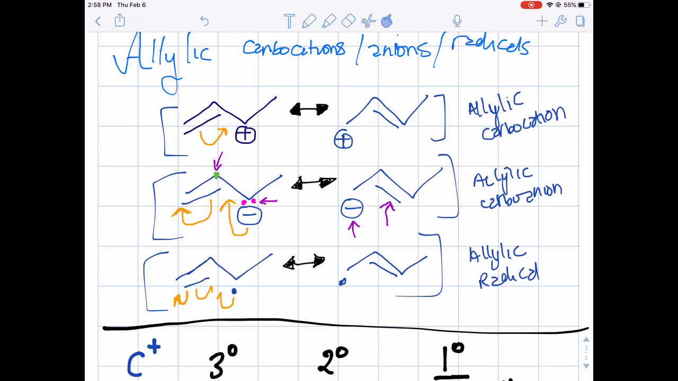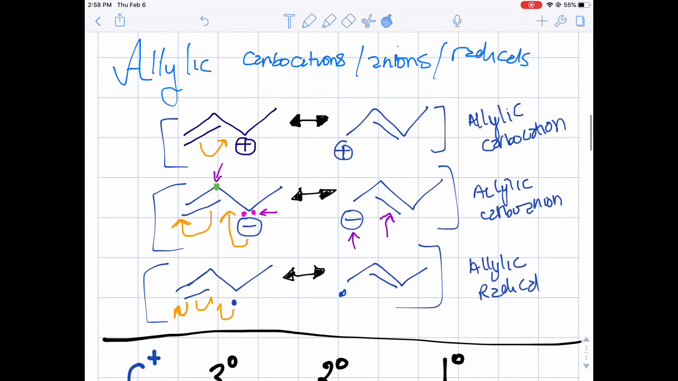Similarly with the radical, however, keep in mind that when you have a radical, that means you have 1 electron that's hanging out. So it's not 2 electrons. So you cannot show the mechanism with a full arrow. It has to be a fish hook arrow.